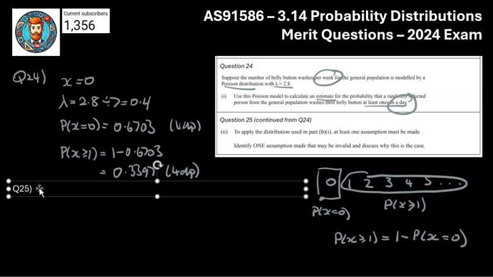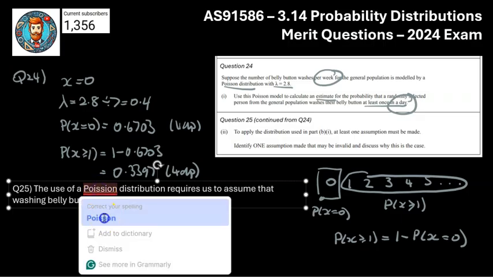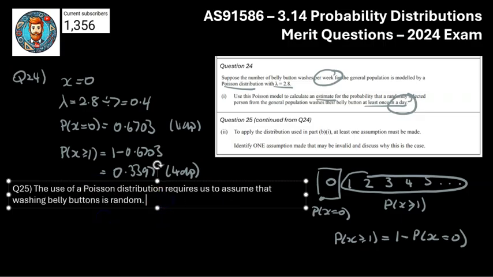So I guess the first thing to note is there's a few issues with the use of a Poisson distribution here, but the big one is that Poisson distributions have to be random. So we're assuming that these belly button washes are random of each other. We're going to state that here. The use of a Poisson distribution requires us to assume that washing belly buttons is random. I spelt Poisson wrong. We'll see if it fixes it this time. It does. Perfect.